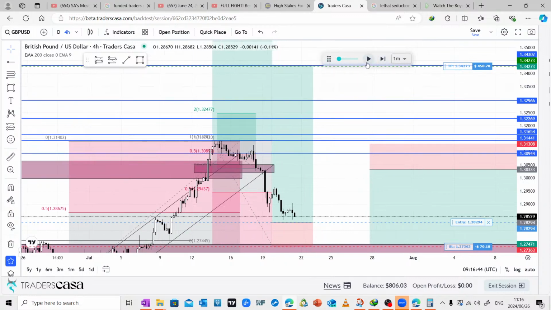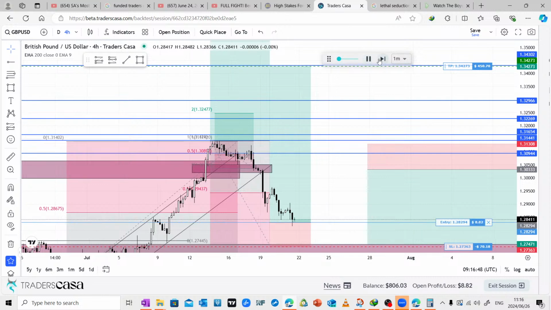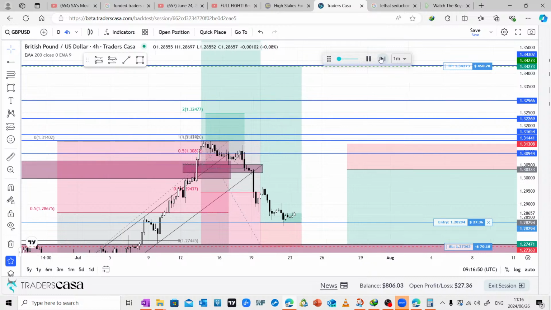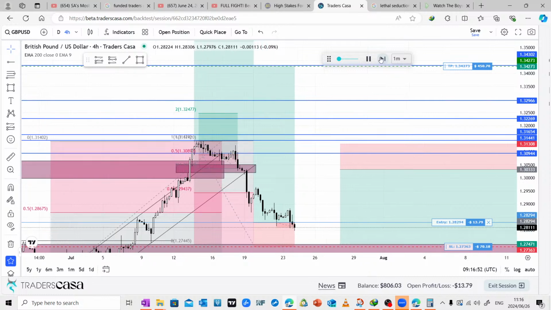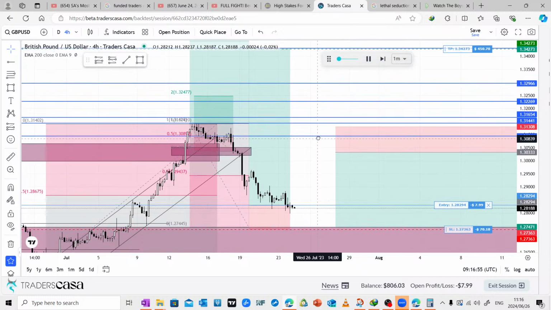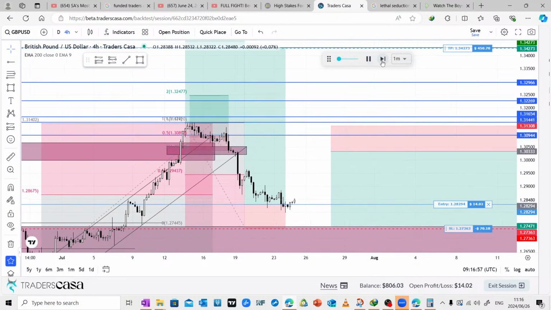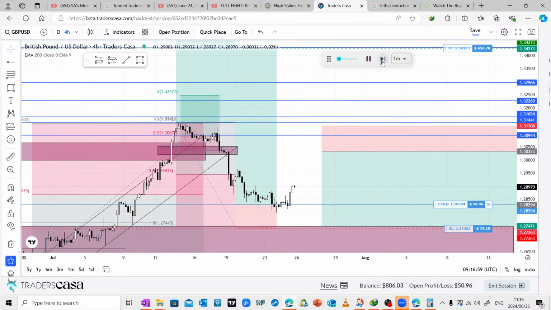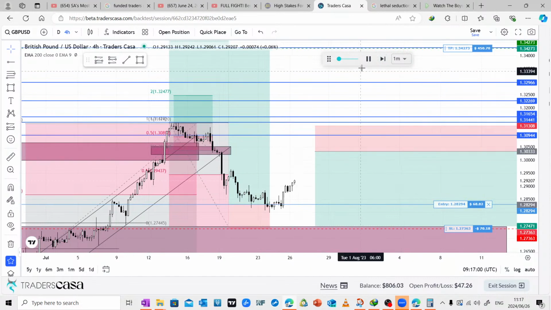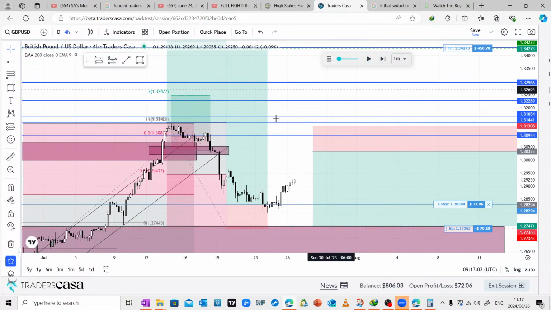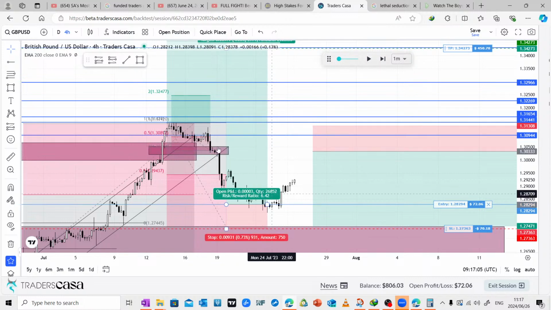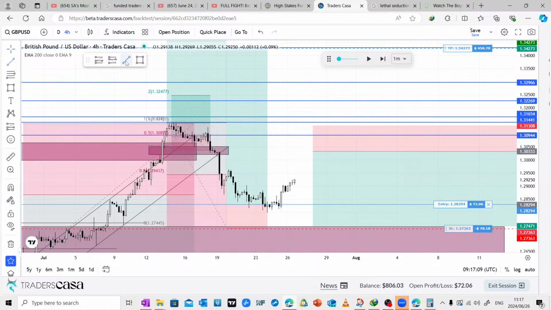Almost got nudged in. Let's see. Tagged in. Let's see where I get tagged out. Pushing to the upside. Let's pause. So with the downtrend, with a clear trend line that was coming down here.